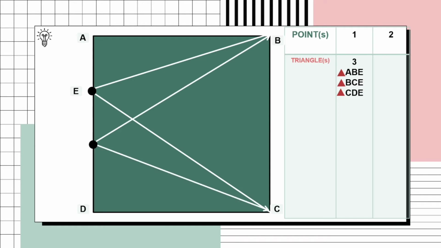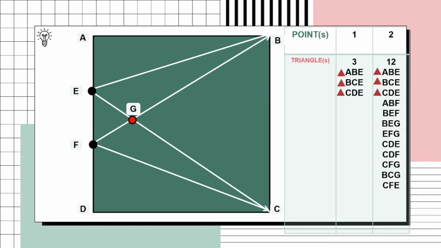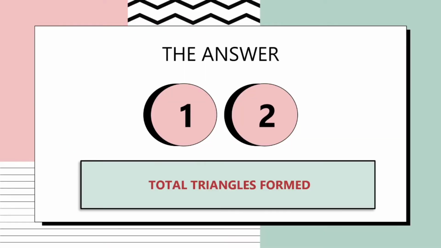On the second point, which is the point F, and the intersection point G, we have an additional 9 triangles, which are the triangles ABF, BEF, BEG, EFG, CDE, CDF, CFG, BCG, and CFE. So the total number of triangles formed is 12.